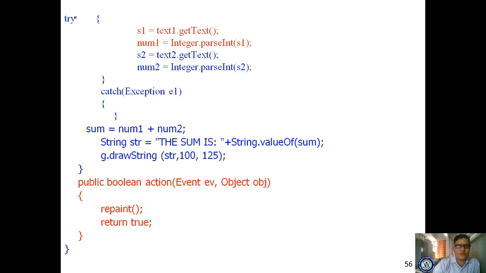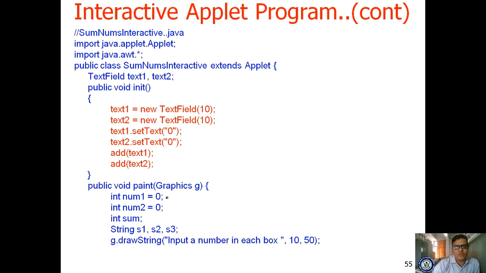For processing we are taking a try-catch block. Try s1 is equal to text1.getText(). Please observe here, what is the purpose of getText? You are getting the value from the text box, not setting it. What is text1? Text field 1, text box 1. Text box 1 dot getText, you are accessing the value provided in that text box. Where are you storing it? You are storing it in s1. What is s1? s1 is a string variable.